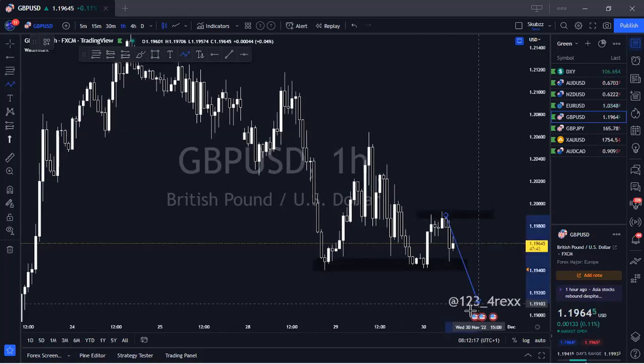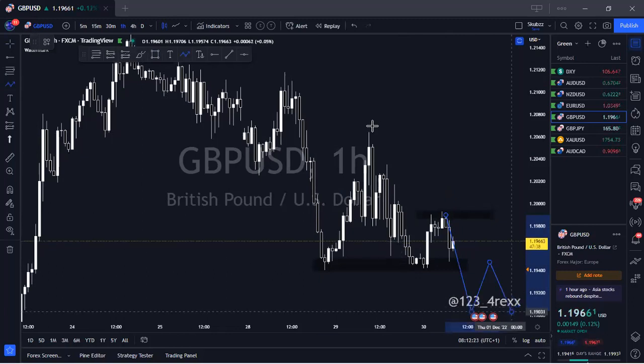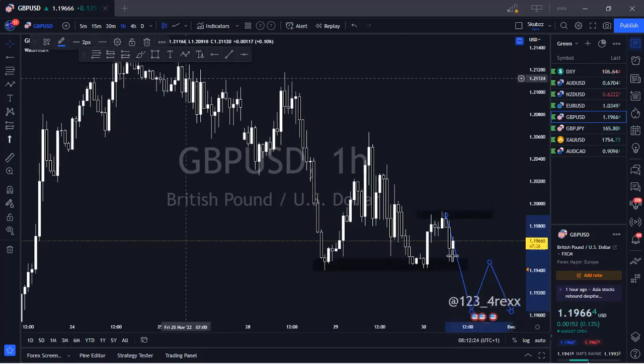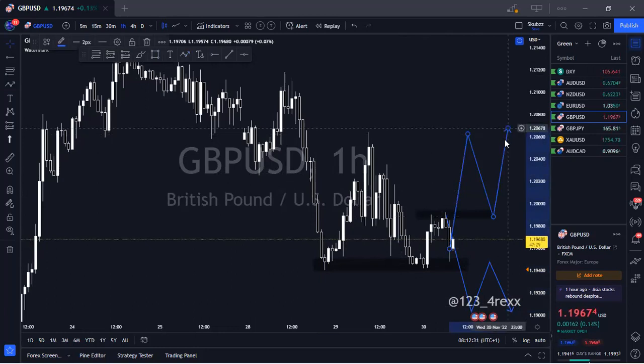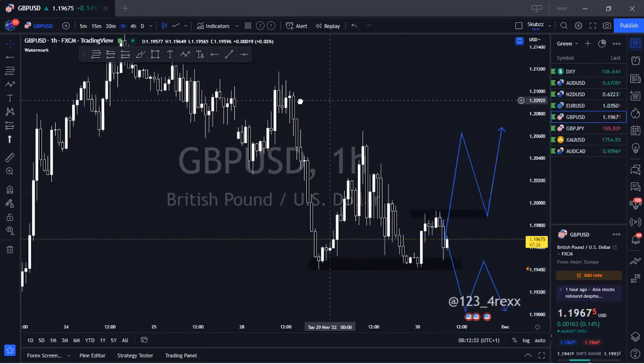So now, if we get the break of structure, we'll be looking for a retest here to take sales to the downside. If we can't, then will we be able to get that break of structure to the upside? If we get it to the upside, then basically we'll be looking for the retest and then the continuation. So that's basically what I'll be looking out for on GBP USD.